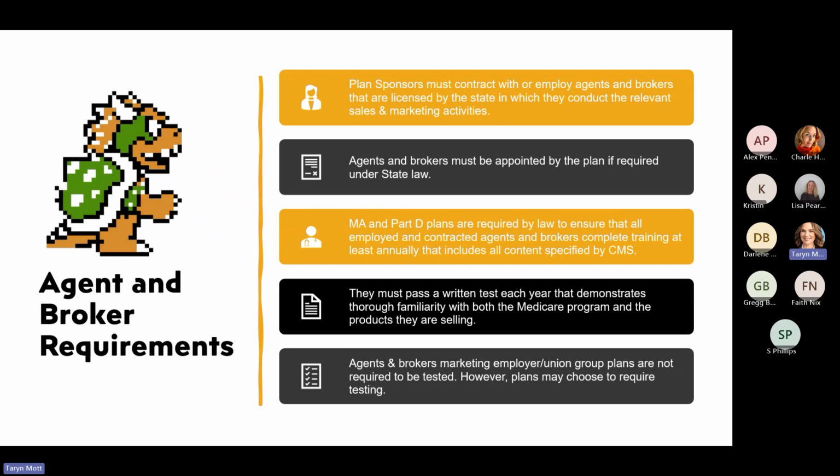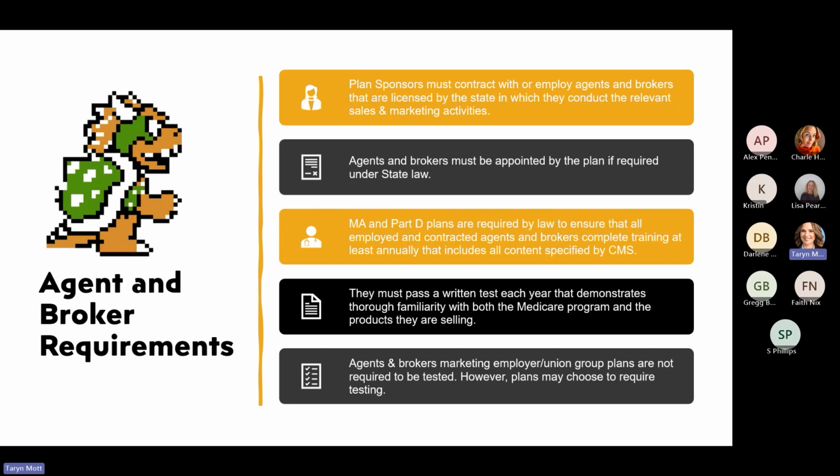Medicare Advantage and Part D plans are required by law to ensure that all employed and contracted agents and brokers complete training at least annually. That includes all content specified by CMS. They must pass a written test each year that demonstrates thorough familiarity with both the Medicare program and the products they are selling. Agents and brokers marketing employer union group plans are not required to be tested. However, plans may choose to require testing. That bottom box is on the test.